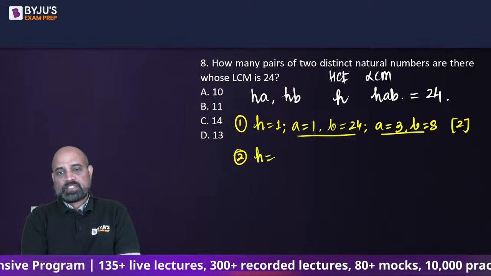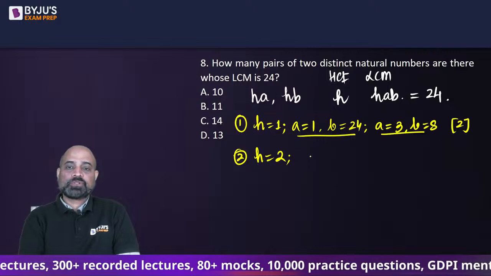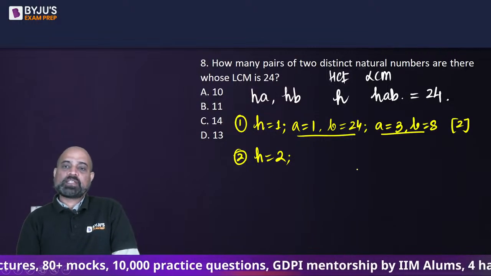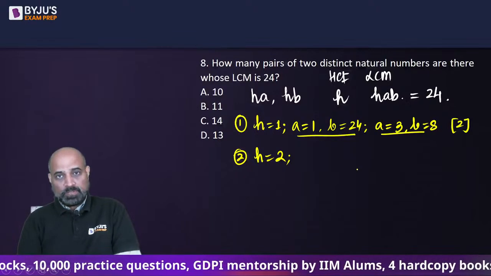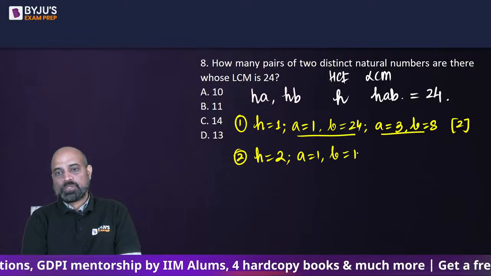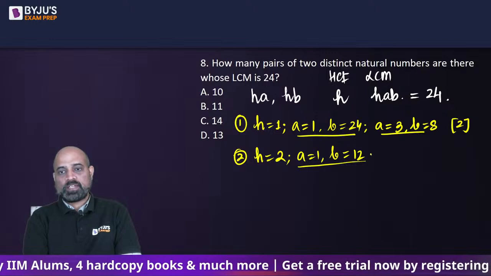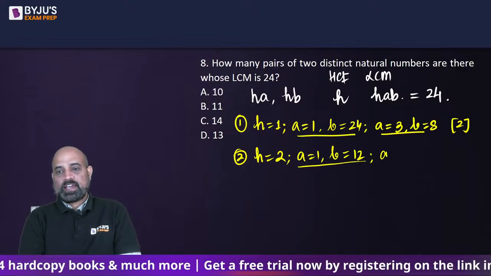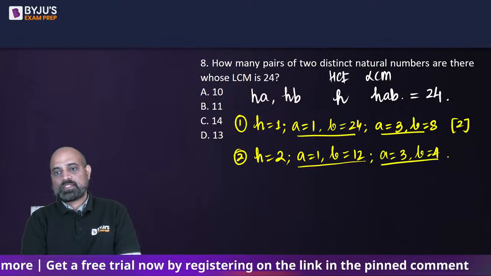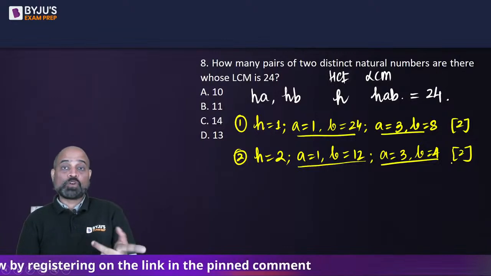Second is if HCF is 2. If HCF is 2, what will happen is I will have A into B is equal to 12, right? So A is going to be 1 and B is going to be 12. So this is one scenario. Next, we can have A is equal to 3 and B is equal to 4. This is the second scenario, and that's it. Because apart from 3 and 4, whatever I take, they won't be co-prime.